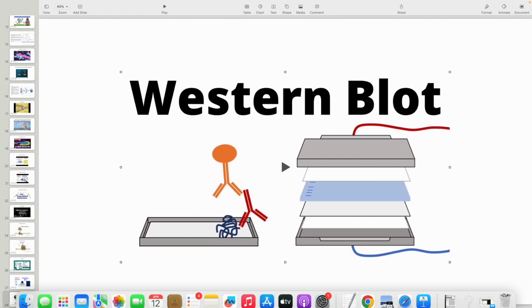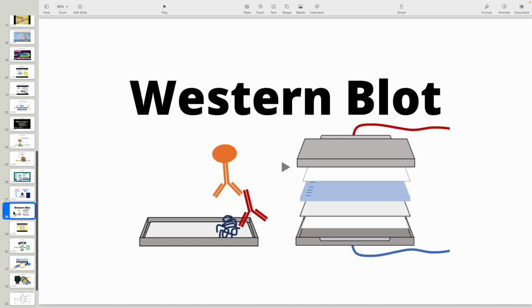I hope now you are clear on the Western blot. So if you have any doubt, you can ask.